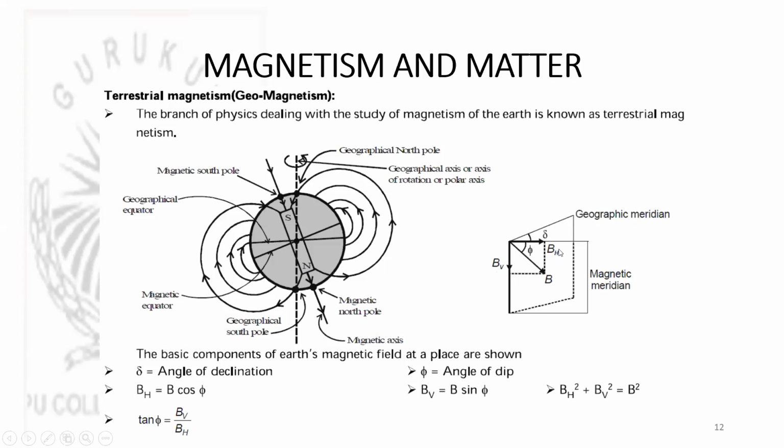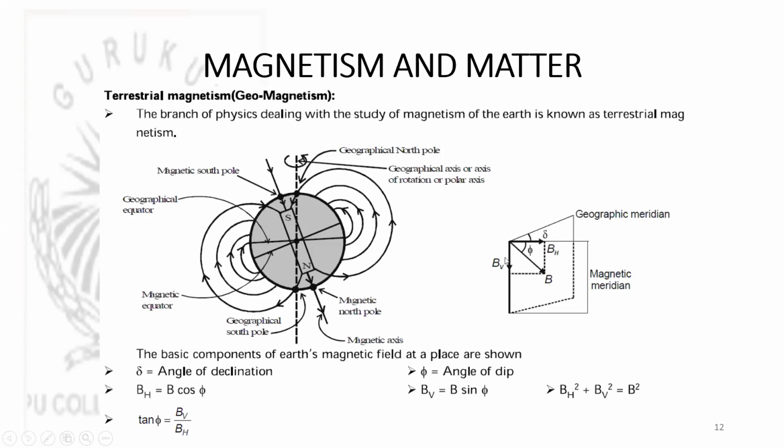So here, you can represent the geographic meridian and magnetic meridian as shown in this diagram. Geographic meridian is basically a vertical plane passing through the geographic axis, and magnetic meridian is a vertical plane passing through the magnetic axis at any point. As you are seeing, these two planes will not coincide, and there will be a small angle between these two planes, which is called magnetic declination, represented here by delta.